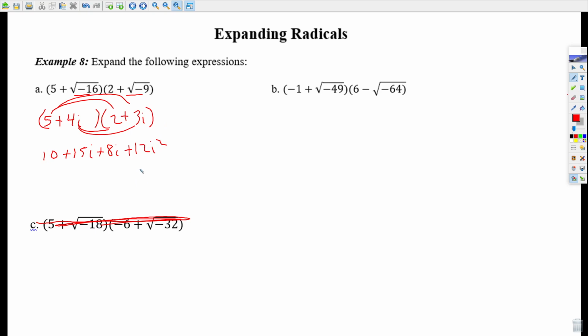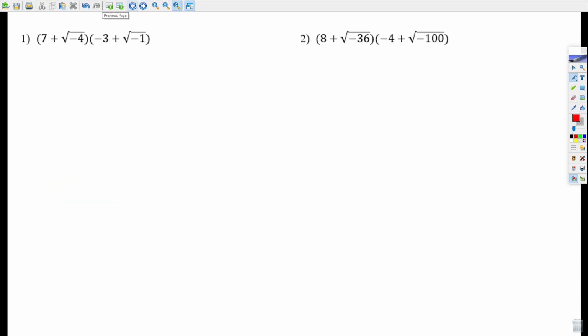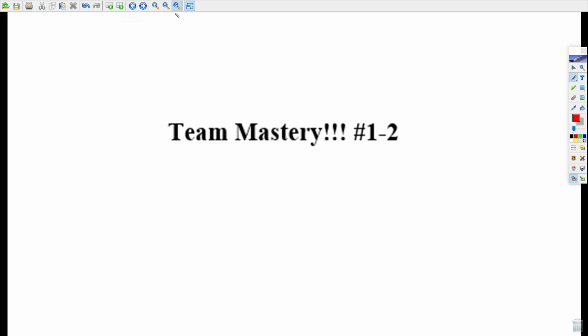Now remember, this turns to a negative 12 because we have 12 times negative 1. Put these together, we get 23i. And we just got to add the 10 to this. Looks like that we'll get negative 2 plus 23i. There we go. Part B is done the same way, and then I think we have one left to try. One new section left. Then we'll be done.